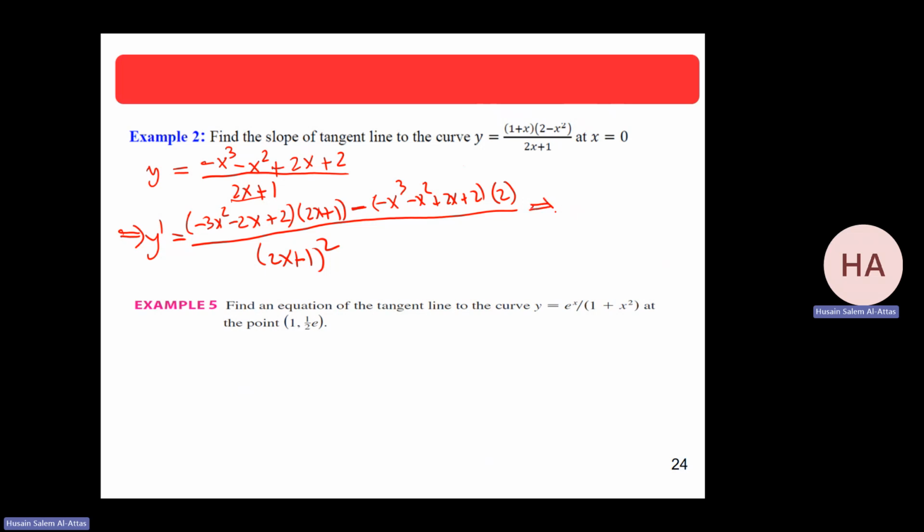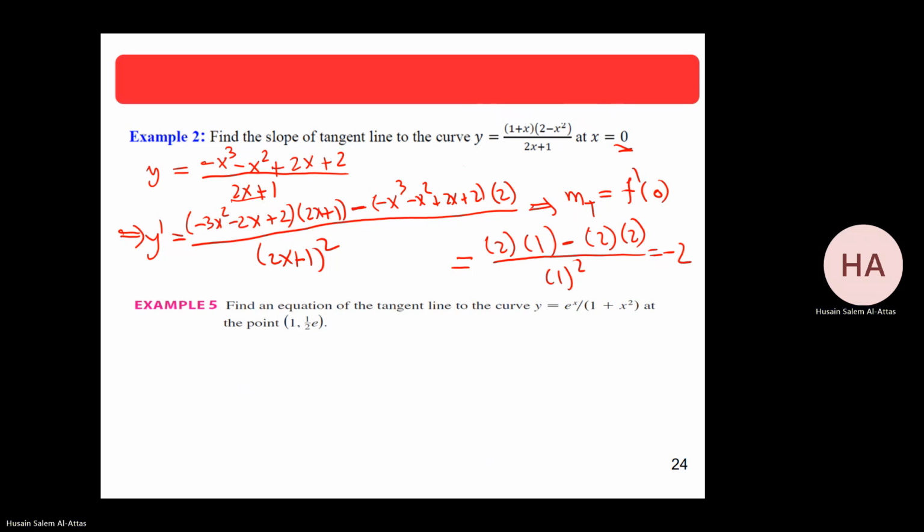What I need, the slope of the tangent, will be f prime at 0. That will make it easier. So I have 0, 0. I have 2 times 1 minus 2 times 2 over 1 squared. So it will be minus 2. Hopefully I did not make any mistake. Yes, this is minus x cubed times 2. Okay. So at 0, 2 times 1 minus 2 times 2 over 1 squared. So it will be minus 2.